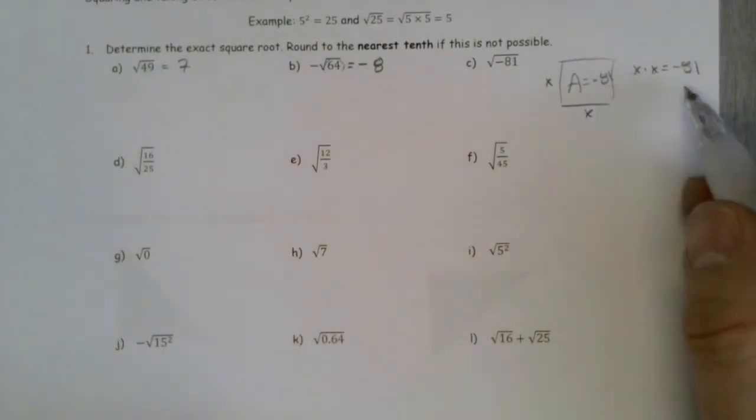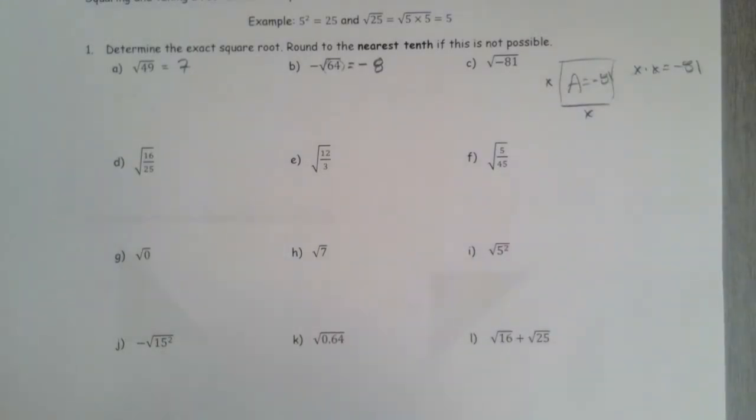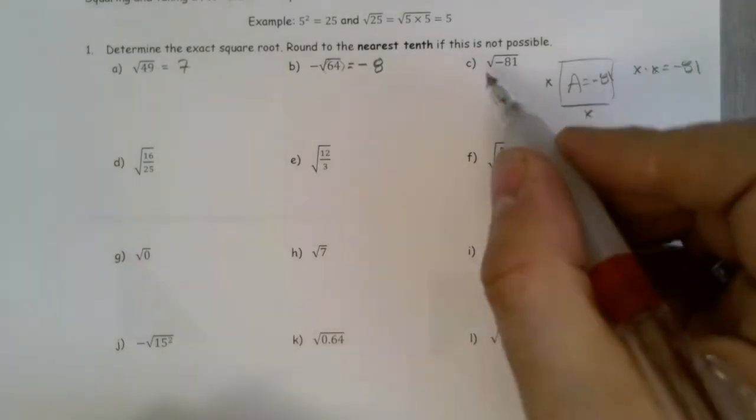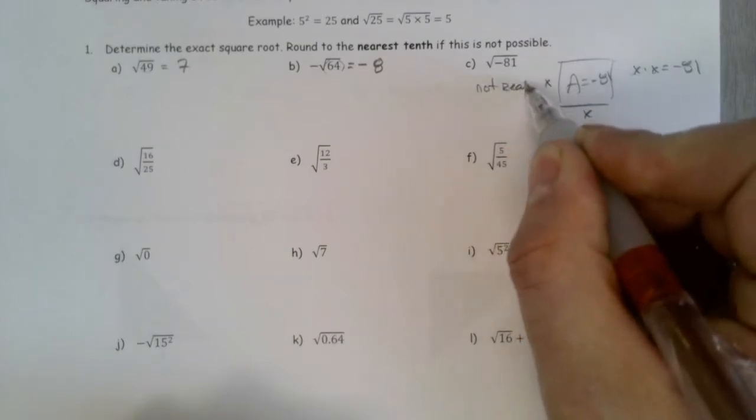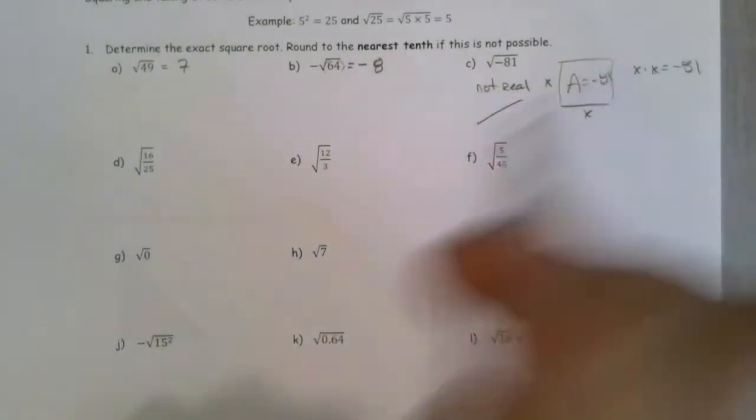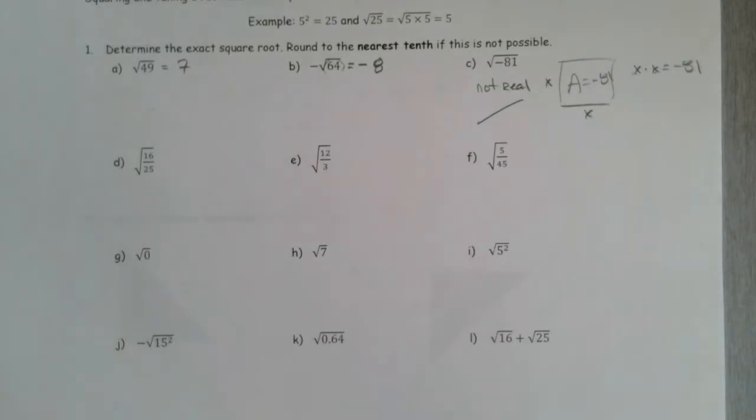Now, it turns out there is an answer to this problem, but it's what we call an imaginary number. Okay? It's a different kind of number system. So for right now, what we're going to say here is this is what we call not real. It's not a real number. There is kind of no value for that. So at this point in time, with what we're looking at right now, we cannot take the square root of a negative number. That just doesn't work.